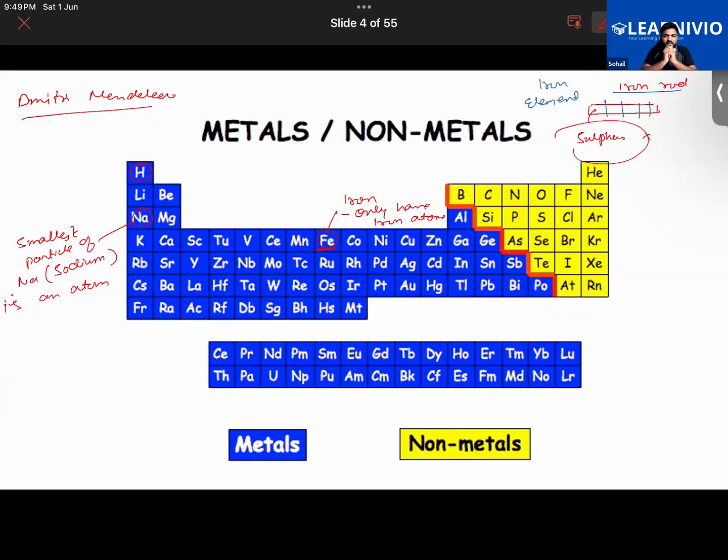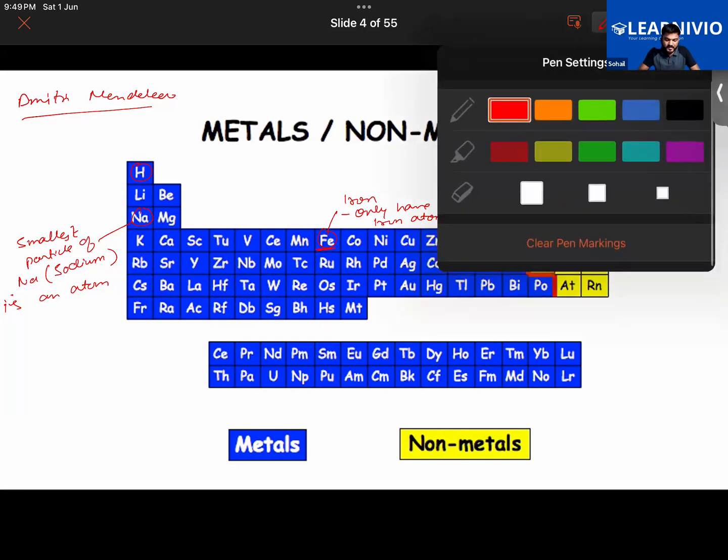Further, you get to see that every element is different from each other. Iron is different from calcium, from manganese, from cobalt, from nickel, or from oxygen. So every element is different because their atoms are different.